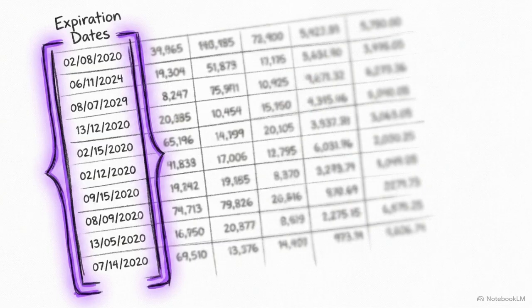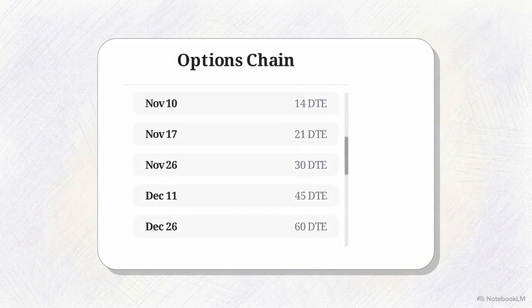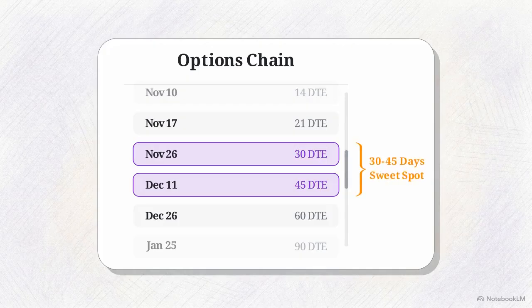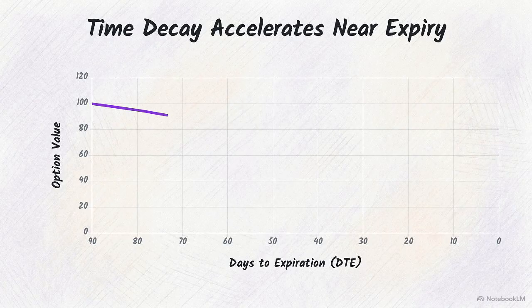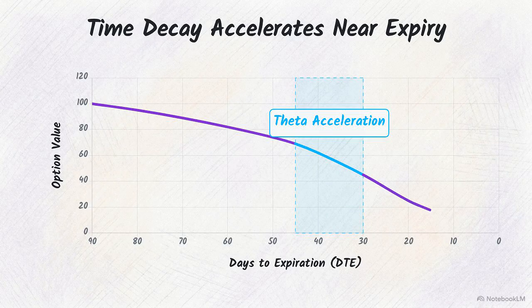Ignore the massive grid of numbers and focus exclusively on the column listing the expiration dates. Scroll down and select an expiration date that is exactly 30 to 45 days from today. Options contracts have a lifespan. Every day that passes, the contract loses a little bit of its value, a metric called theta. As an option seller, time decay works in your favor, and inside that 30 to 45-day window, that decay visibly accelerates.